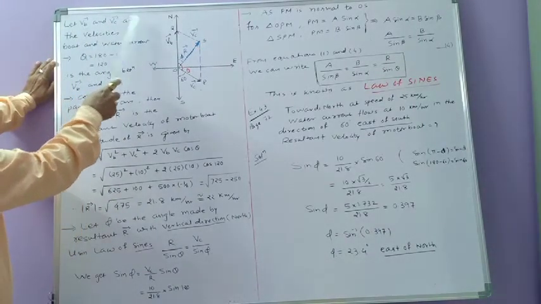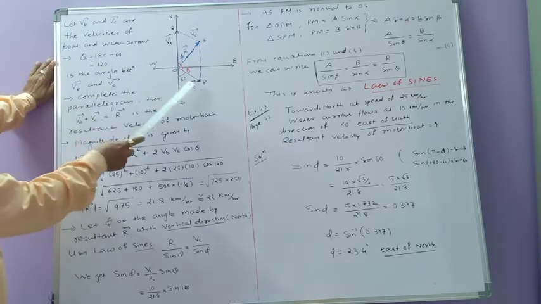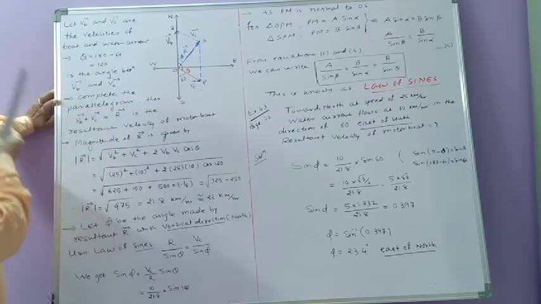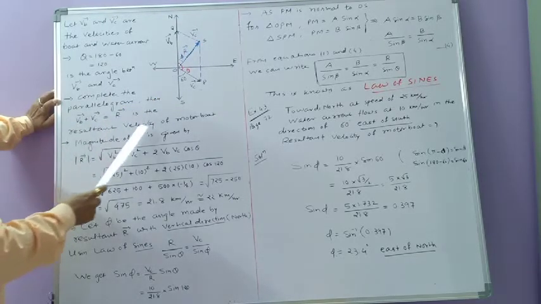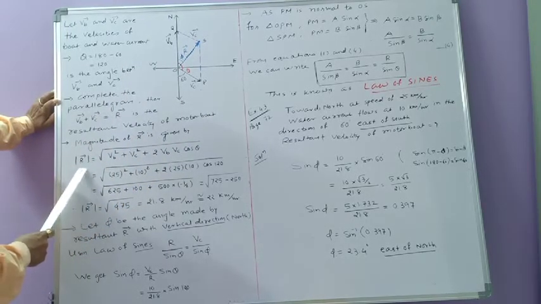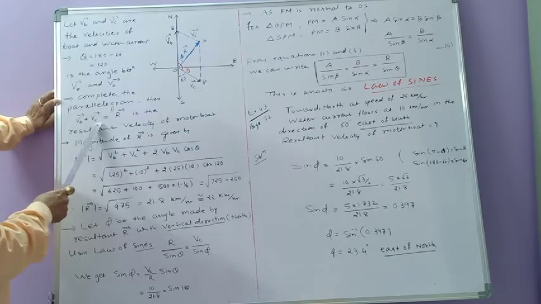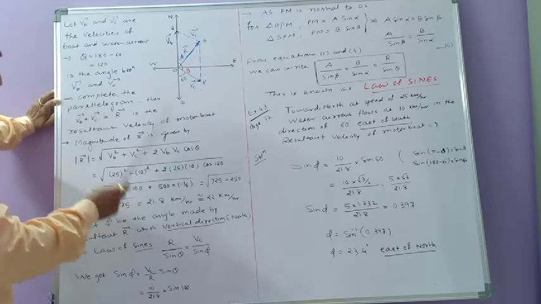Let vector VB and vector VC be the velocities of the motor boat and the water current. The angle between these two vectors, VC and VB, is 120 degrees. Now complete the parallelogram. Then vector OR equals vector VB plus VC, which is the resultant velocity of the motor boat. The magnitude of this resultant velocity is the square root of, according to the earlier law of cosines, the square of one plus the square of the other plus twice the product of their values into cos of the angle between them. So VB squared plus VC squared plus 2 VB VC cos theta.